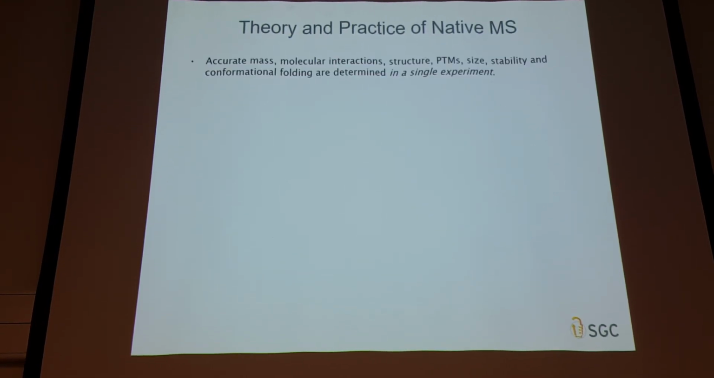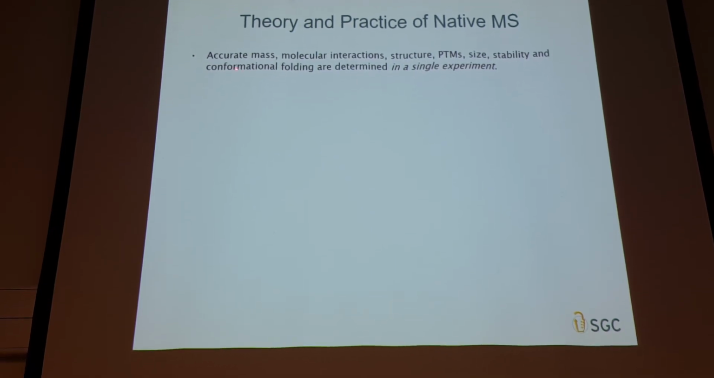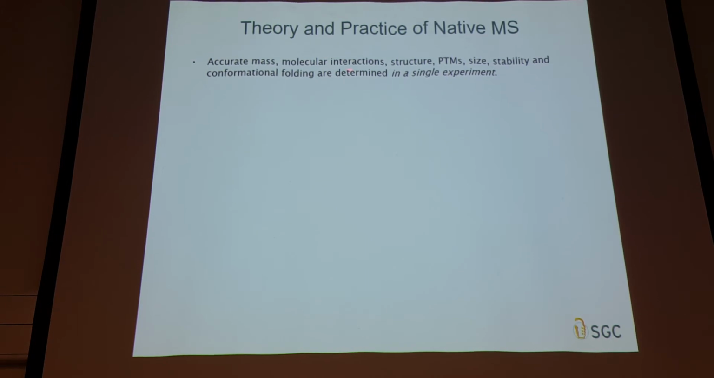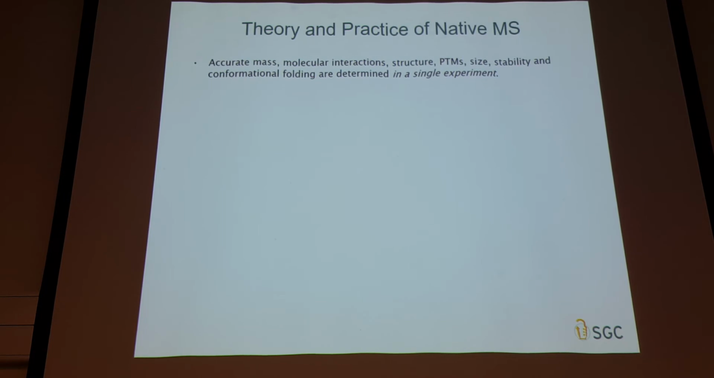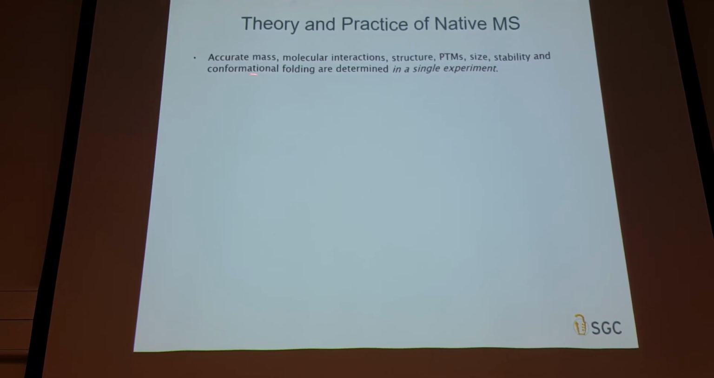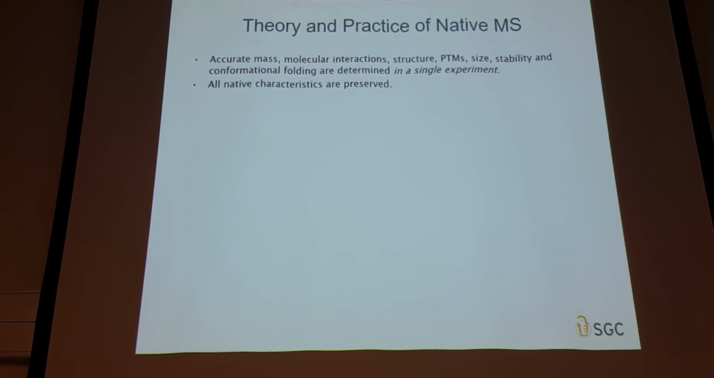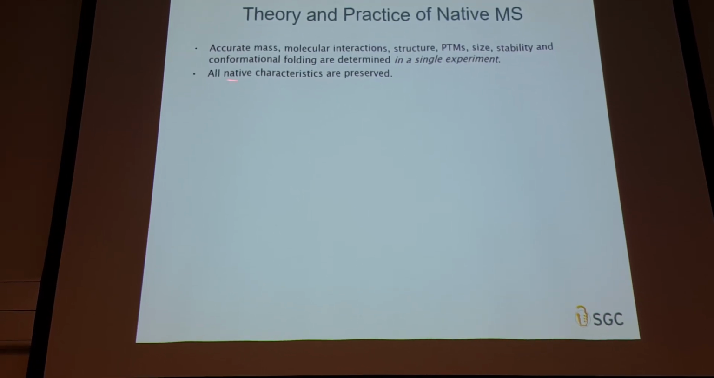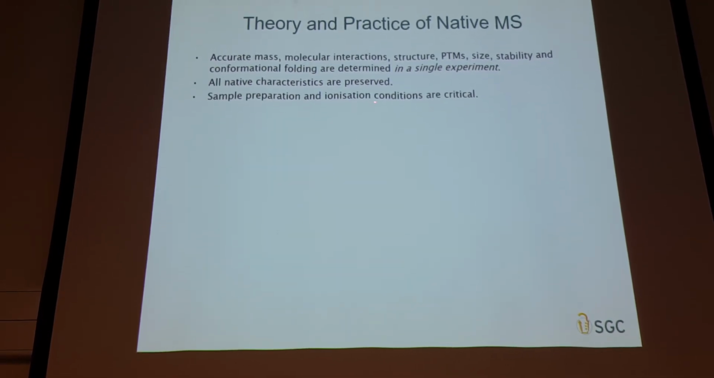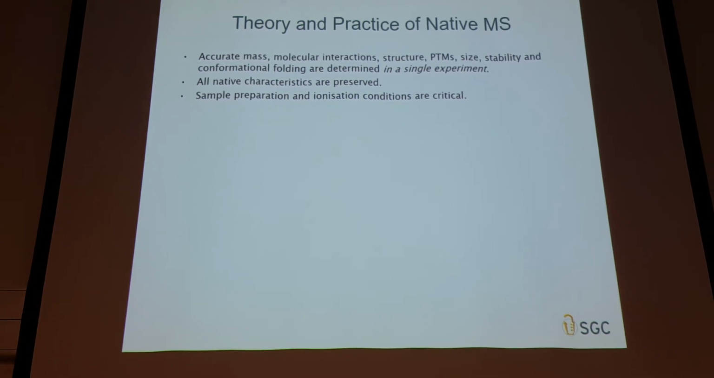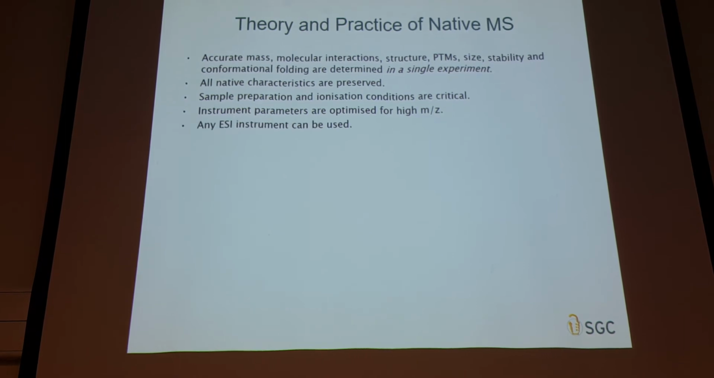Okay, so that's all I want to say. Just to recap, native mass spec allows you to measure accurate mass, molecular interactions, structure, post-translation modifications, size, stability, and conformational folding, and they are all determined in a single experiment. In native mass spec, all native characteristics are preserved. Sample preparation and ionization conditions are critical. The instrument parameters have to be optimized for high m/z transmission.